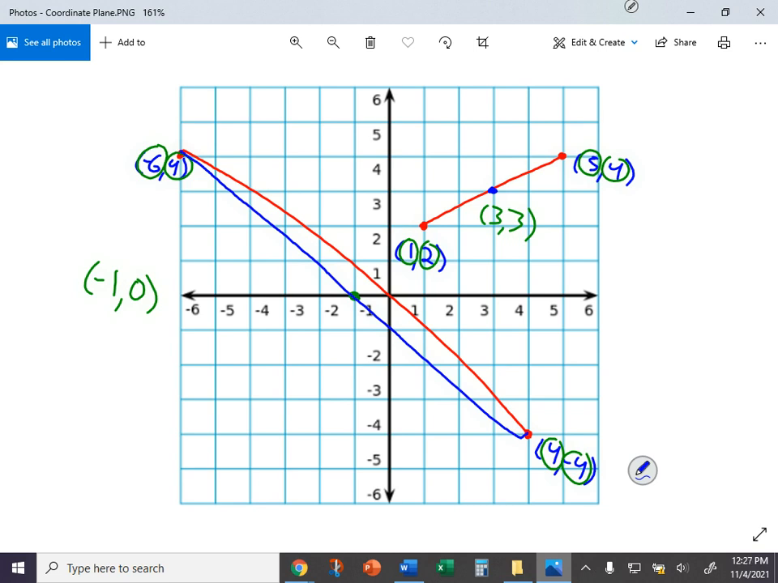Now that we have these ordered pairs plotted, though, how could we, my poor line drawing skills aside, how can we further prove that -1, 0 is the midpoint of that line? What else could we use here? Drake?